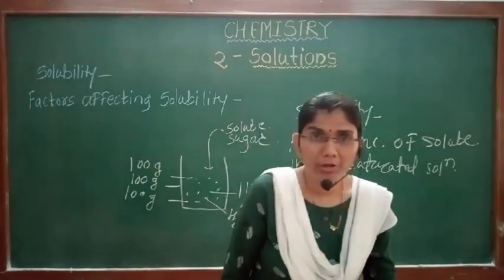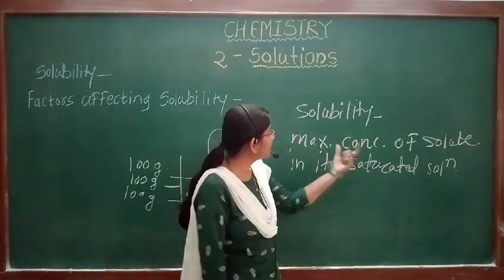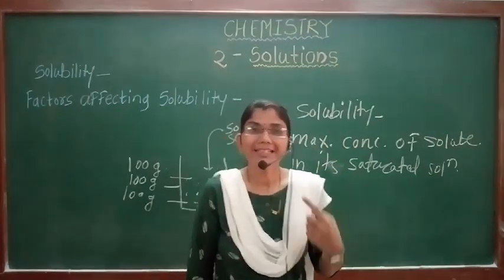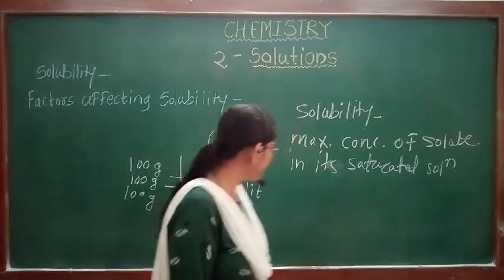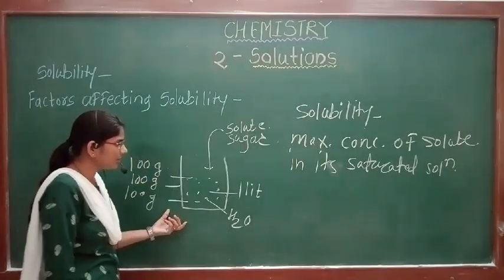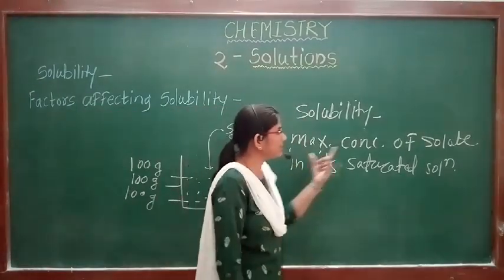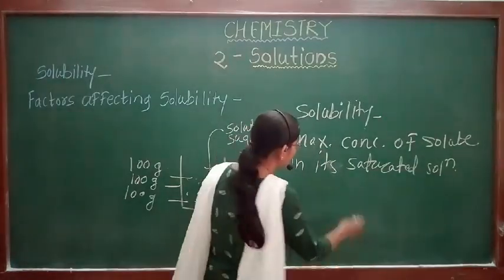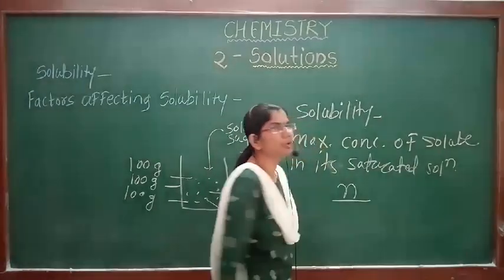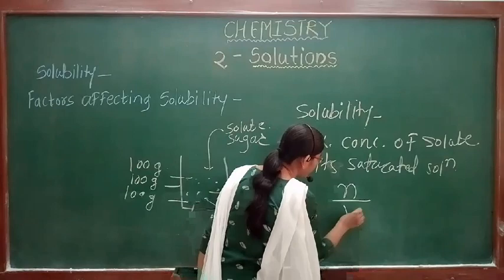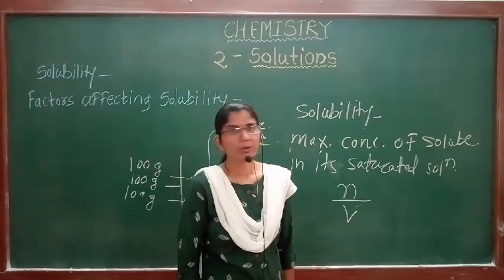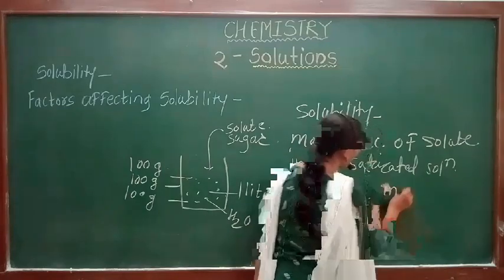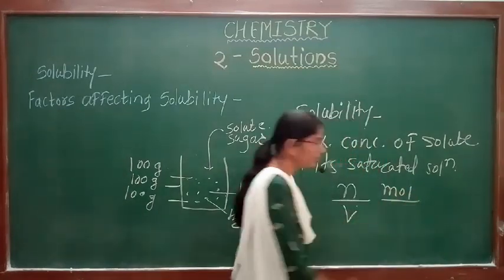So, the solubility is the maximum concentration of the solute in its saturated solution. That means here we have taken a solution. What is the maximum concentration of the solute? It means the number of moles of a solute dissolved in a given volume of the solution. The number of moles has the unit mole, and then the volume.